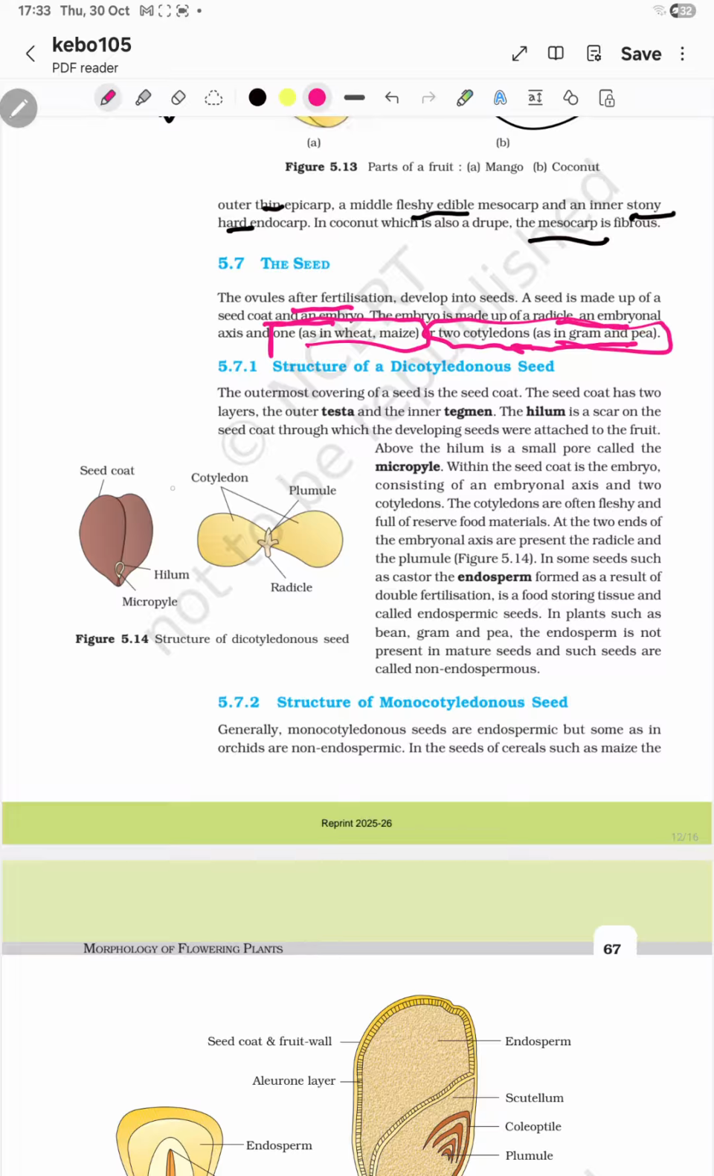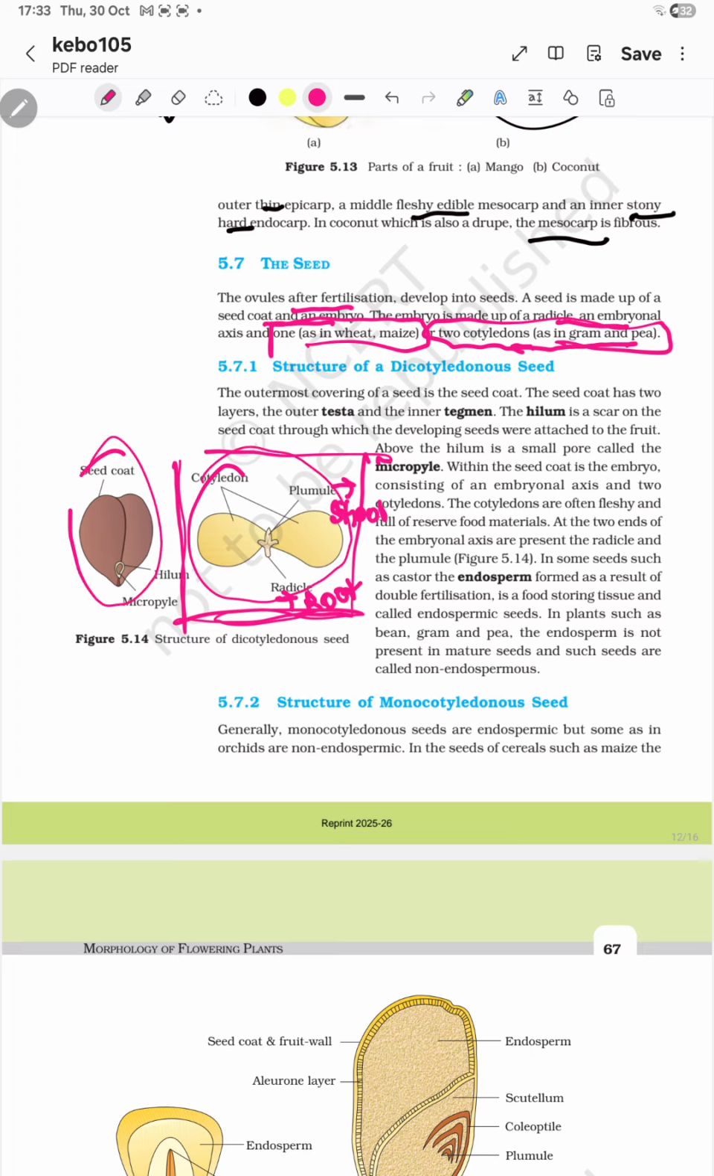Now, I had already briefly explained the dicot seed to you before, but now let's go more into detail. You can see there are two cotyledons. This is the plumule, this is the radicle. The plumule is going to develop into the stem or the shoot. The radicle is going to develop into the root. Now the seed coat has two layers, testa and tegmen. Testa is the outer layer, tegmen is the inner layer.